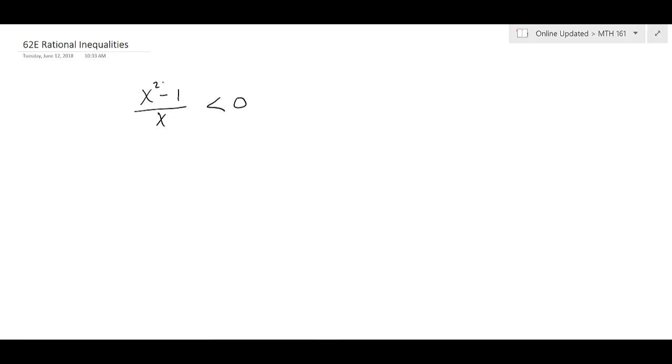This is x squared minus 1 divided by x. So once we have this set to 0, we need to first identify the zeros, just like we did with polynomial inequalities. But we also need to define where it is undefined. And you can recall when we talked about rational equations, we were looking at where they were undefined. We have to do the same thing here with inequalities.